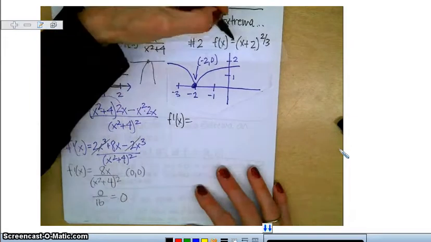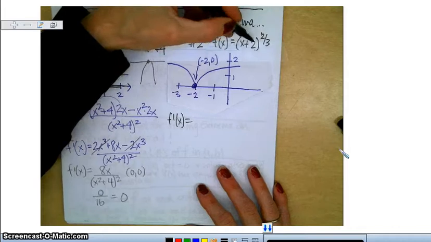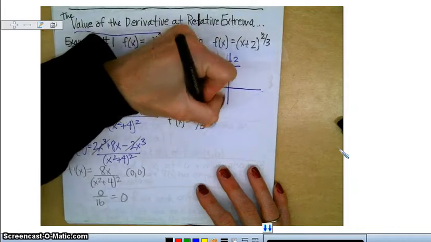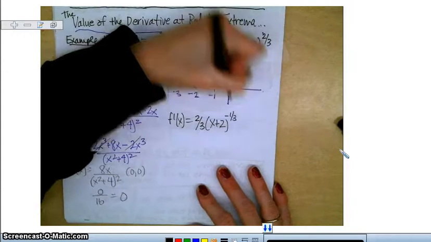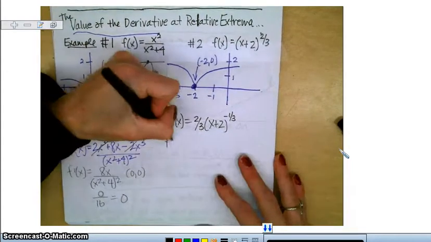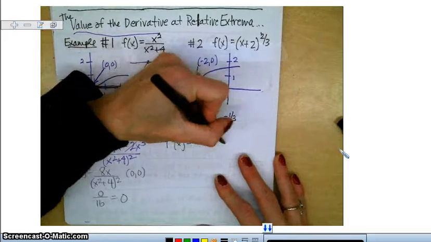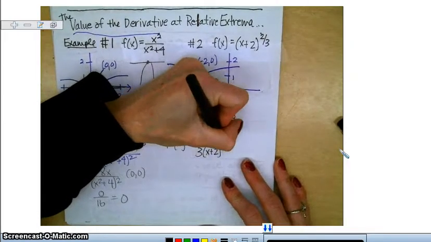So you use the chain rule. The outer function is the 2/3 power. The inside is x plus 2. So I multiply by 2/3, leave the x plus 2, subtract 1 from the power. I get negative 1/3 times the derivative of x plus 2, which is 1. So f prime of x, on the top I have 2, on the bottom I have 3 times (x plus 2) to the 1/3 power. So that's the cube root.